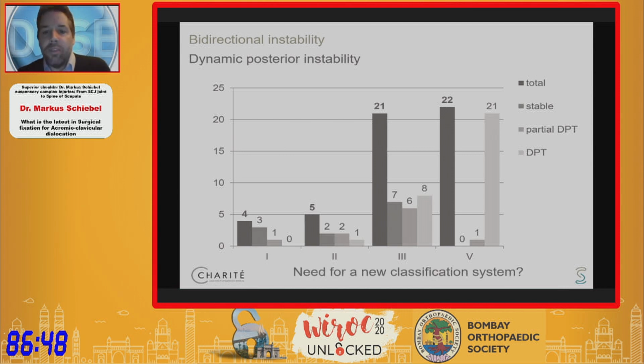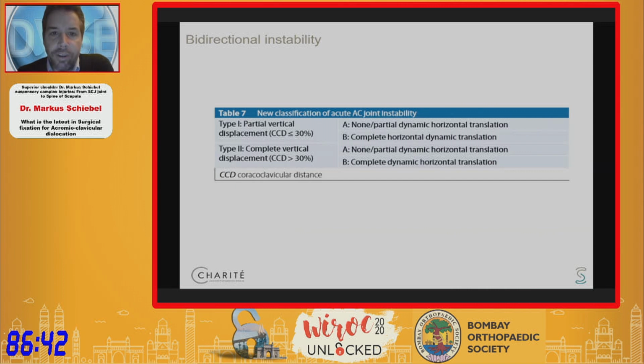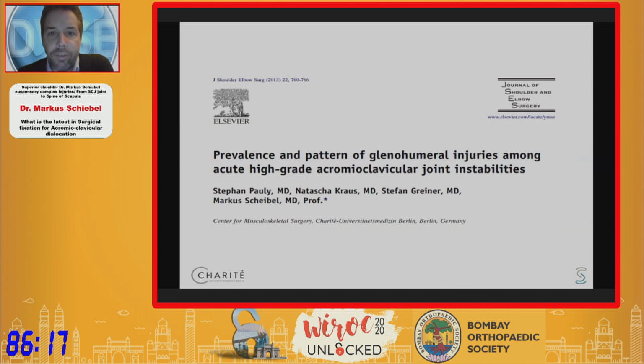So we believe there is a need for a new classification system that incorporates these findings. And Natasha Kraus came up with this kind of classification where we now divide into type 1 and type 2, with the vertical displacement being less or more than 30%. And we divide these patients again into non, partial or complete horizontal dynamic translation. We are currently evaluating this classification scheme prospectively, and I hope I can tell you more in the future.